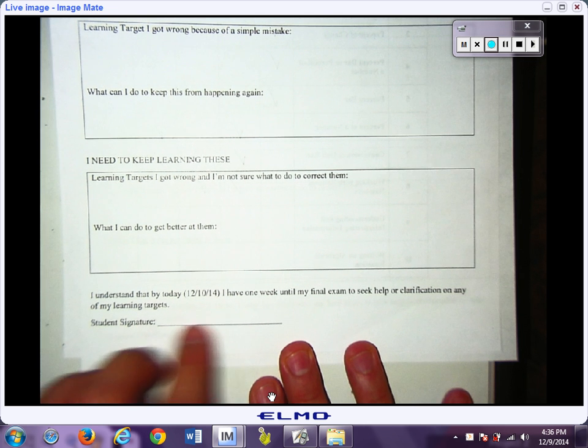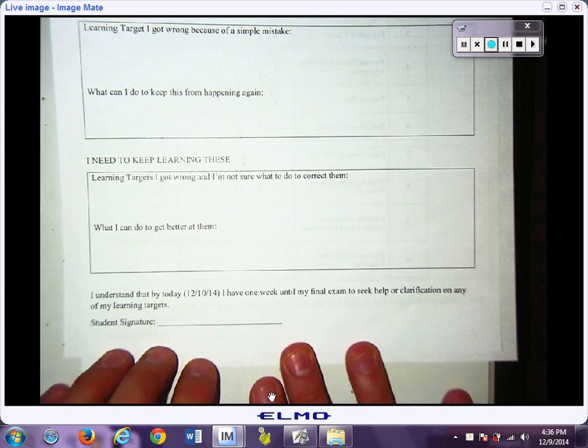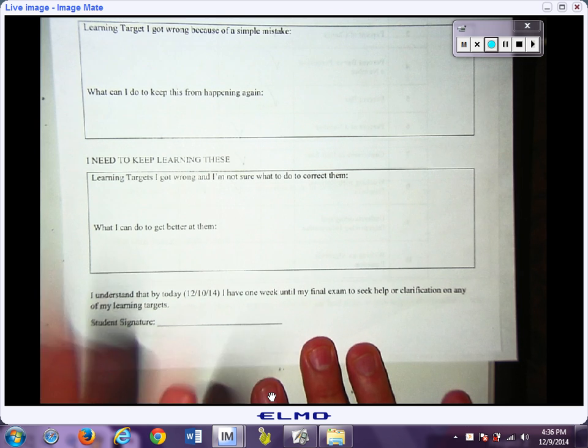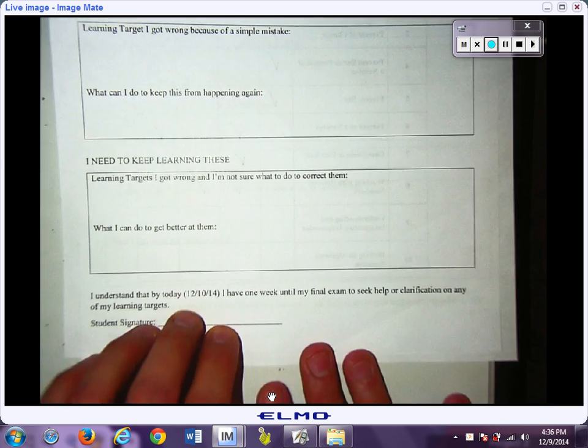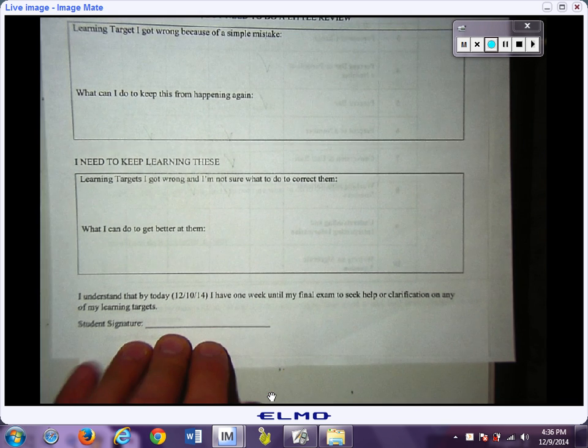You need to sign down here before this will be accepted, otherwise you're going to get a 0 for today's daily grade. Having this completed, both this page and the front page, will give you a free 100 for a daily grade. So make sure it's completed in full.